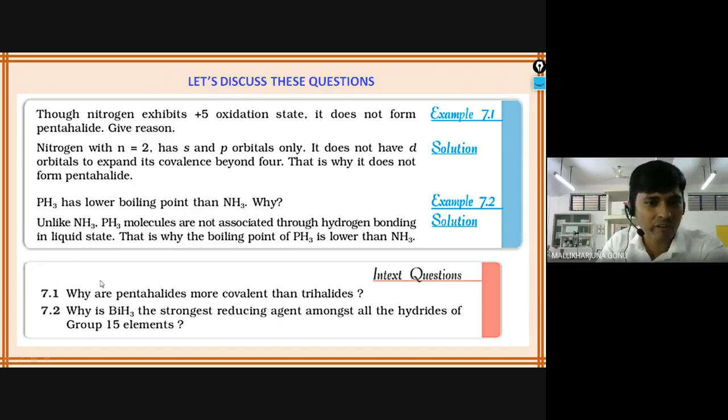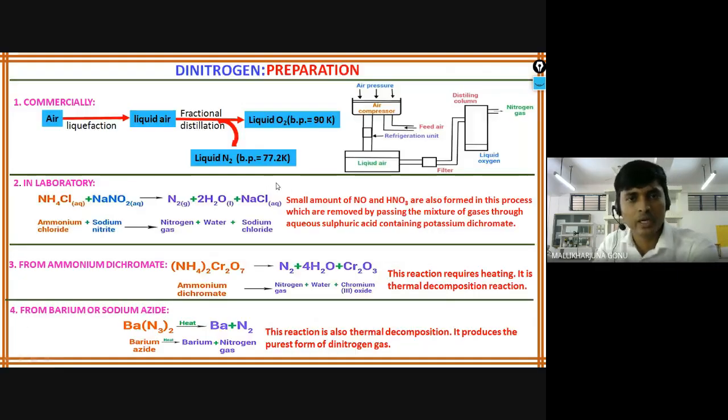Let's see this one. Why are pentahalides more covalent than the trihalides? The reasons we have seen. Now, why is BiH3 the strongest reducing agent amongst all the hydrides of group 15 elements? We have seen now. The metallic character increases and the bond length also increases. All these reasons you see. This is related to Fajan's rule and all. You have to write the reasons. Anyhow, for this one, solutions are also given. You go through that one. If you are having any question related to that, you can ask me.